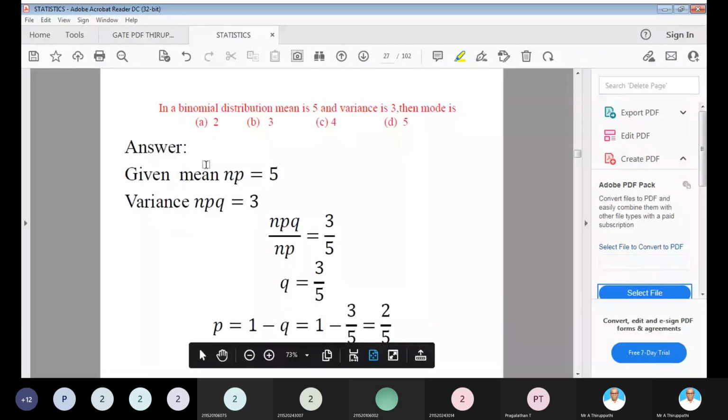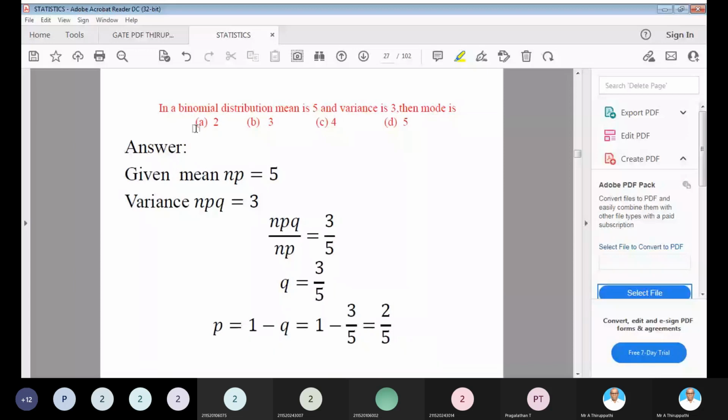Now what is binomial distributions? In a binomial distribution, mean is 5 and variance is 3. What is the mean of the binomial distribution? NP. Okay, NP is equal to 5 is given. What is the variance? NPQ. NPQ equal to 3. So assume that NP is equal to 5, equation 1, NPQ is equal to 3, this will be equation 2.